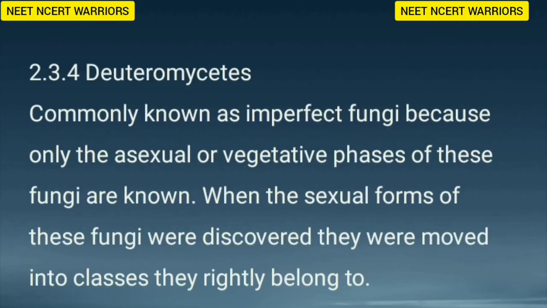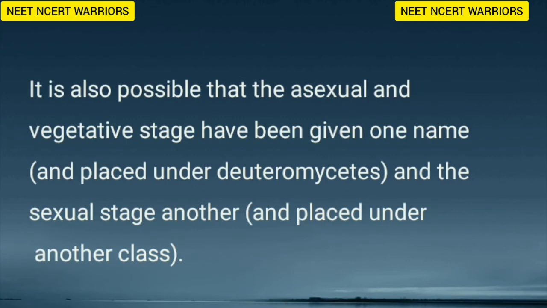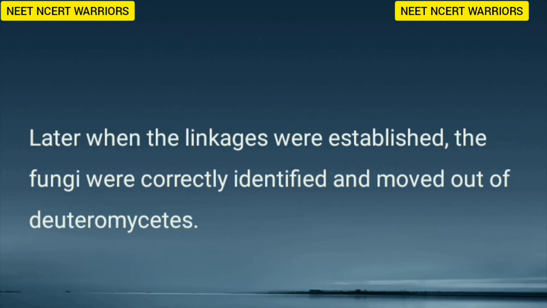Topic: Deuteromycetes. Commonly known as imperfect fungi because only the asexual or vegetative phases of these fungi are known. When the sexual forms of these fungi were discovered, they were moved into classes they rightly belong to. It is also possible that the asexual and vegetative stage have been given one name and placed under Deuteromycetes, and the sexual stage another and placed under another class. Later, when the linkages were established, the fungi were correctly identified and moved out of Deuteromycetes.